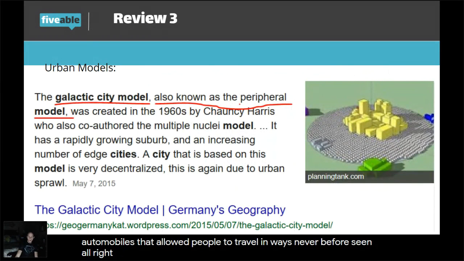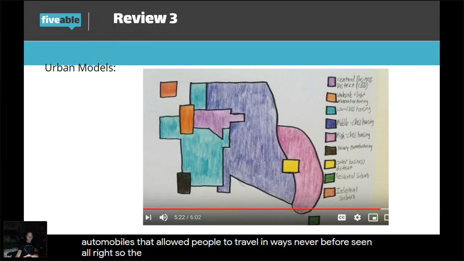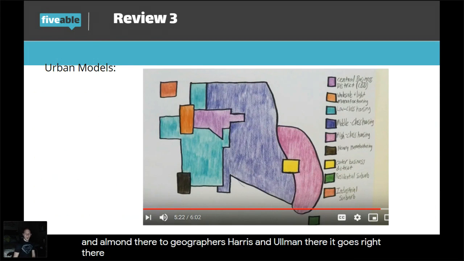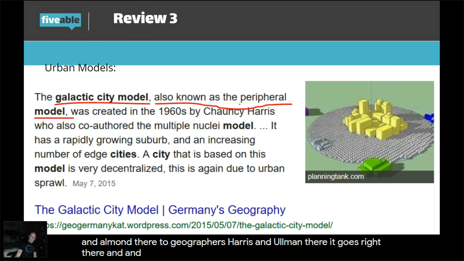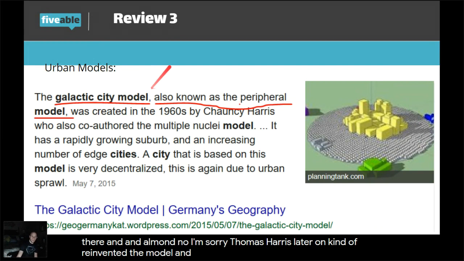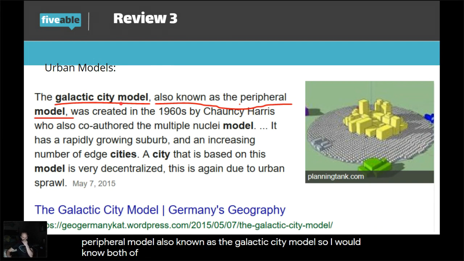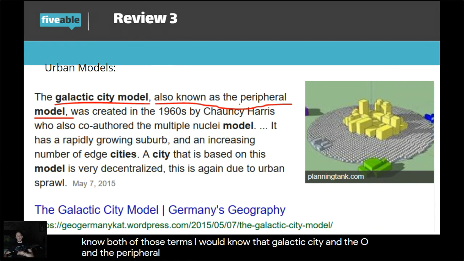All right, so the extension of this is created by Harris and Ullman. There are two geographers, Harris and Ullman. There he goes, right there. And Chauncey Harris, later on, reinvented the model and adapted it to show what he calls the peripheral model, also known as the galactic city model. So I would know both of those terms. I would know that galactic city and the peripheral model are one and the same.